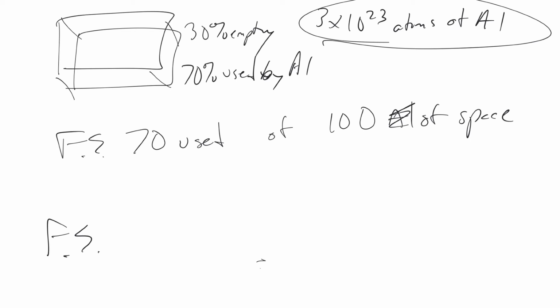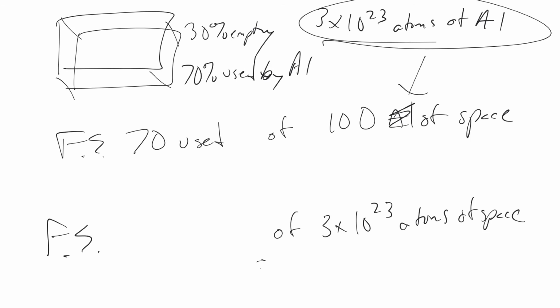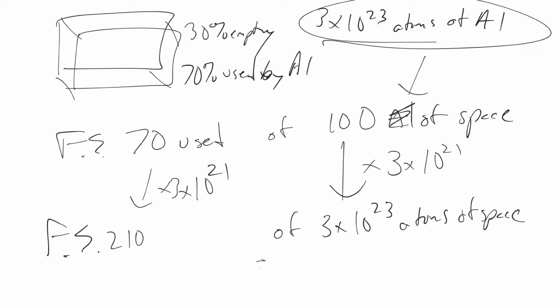Well, we said that this was assuming that we had 100. So we're going to say this is 3 times 10 to the 23rd atoms of space. And we know that only 70% of it was used. So we can say this is times 3 times 10 to the 21st. So 70 times 3 is 210 times 10 to the 21st. Or 2.1 times 10 to the 19th atoms of space.